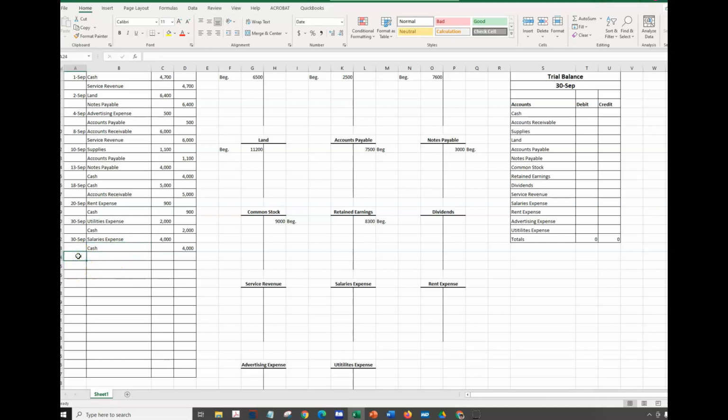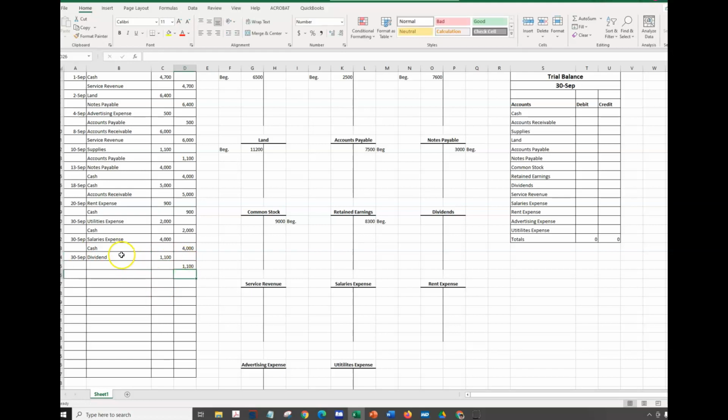And the last transaction is at September 30th as well. We pay a cash dividend of $1,100 to shareholders. That goes to the dividend account. We always debit dividends, never credit them. Dividends are increased by debiting them. So we're going to debit dividends, $1,100, and we're going to credit cash, $1,100, because we're reducing cash.